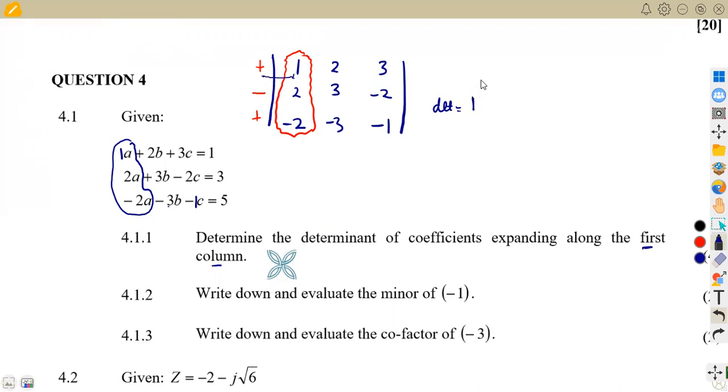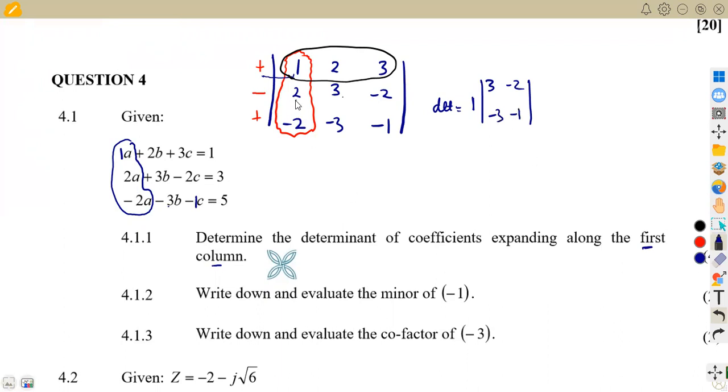Then you find the determinant for that one if you close the row and the column where we have got 1. Already we have closed the column here, and we close this row here. If you close this row, guys, you're going to remain with 3, minus 2, minus 3. These are the numbers that you're going to take. So you remain with 3, negative 2, negative 3, negative 1.